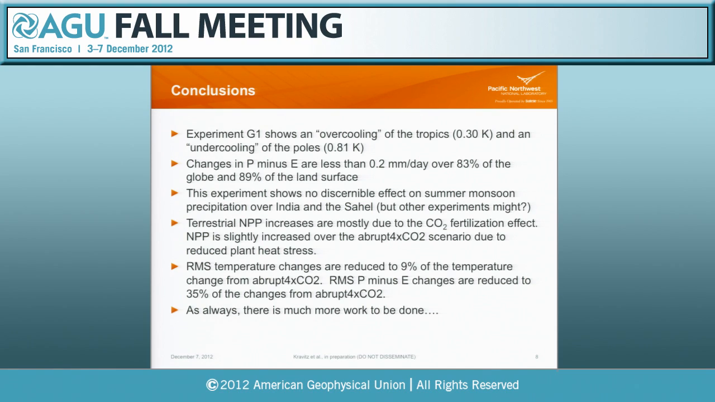And this one goes to how effective is geoengineering at returning the climate to pre-industrial. So what I did is I took a root mean square using each grid point, and I said, okay, what's the root mean square for G1 minus pre-industrial, and what's the root mean square for quadrupling of CO2? Smaller numbers here tell you how much you've returned the climate to pre-industrial. And temperature, you return it to within like 9% on a grid cell by grid cell basis. P minus E within 35%.